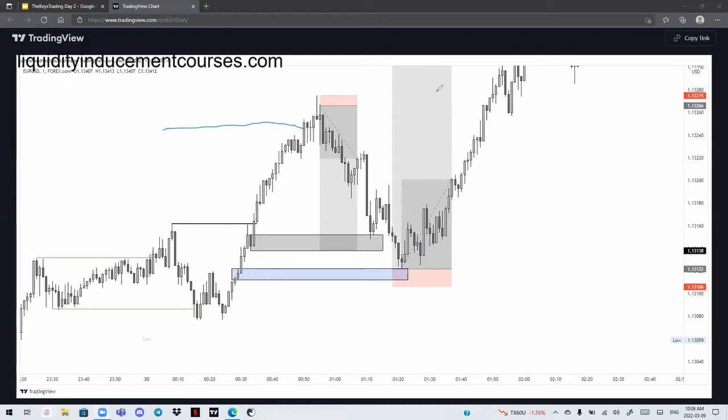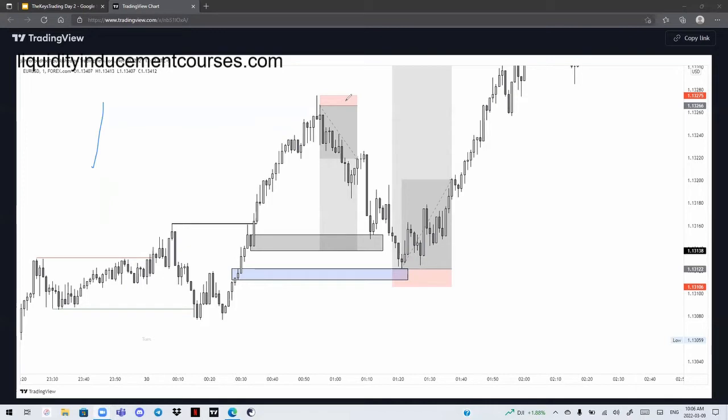Apart from that, after I saw the rejection candle, this is the key entry. On the rejection wick, we measure the 25% or the 50% or the opening. That's when we take our trade, on the rejection candle.